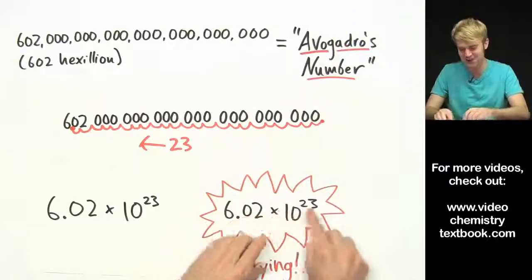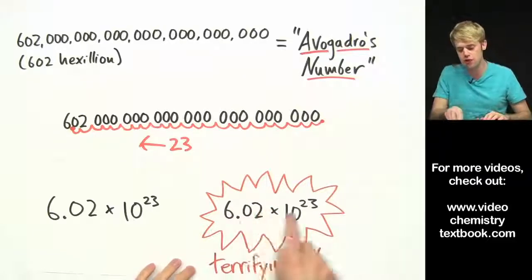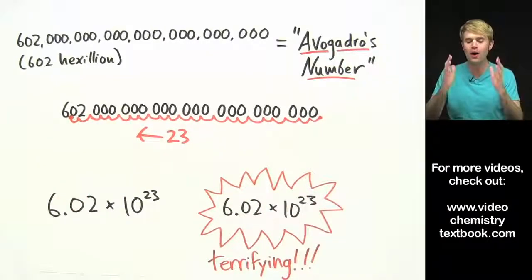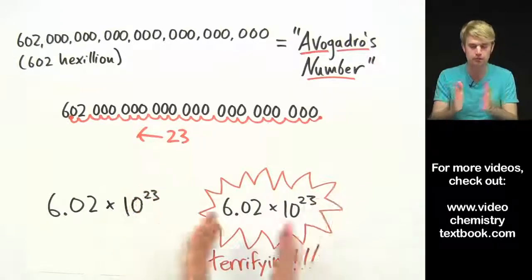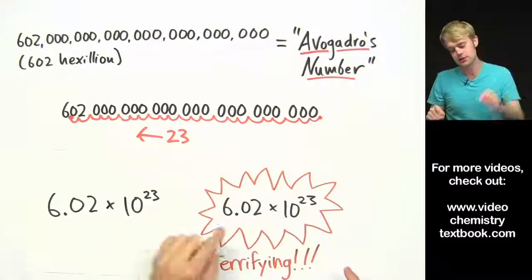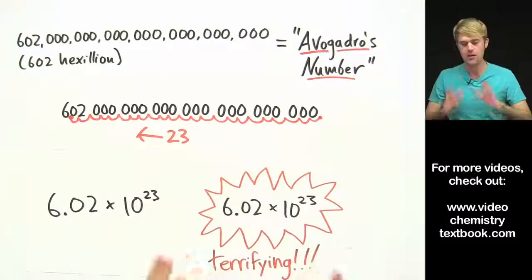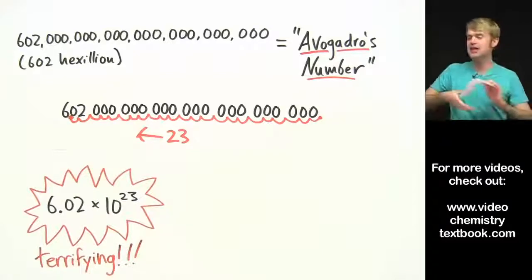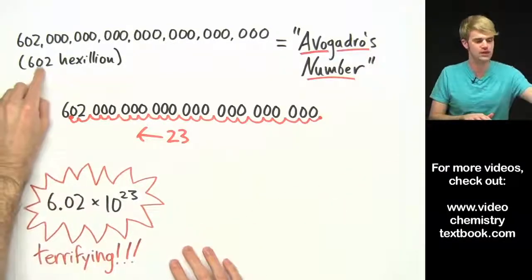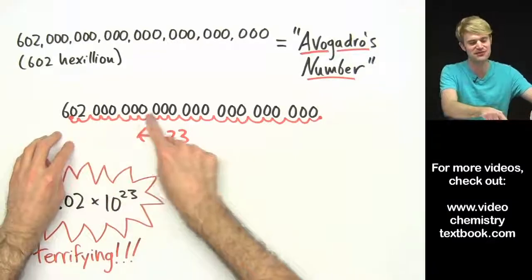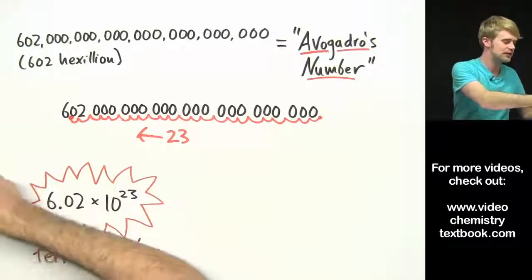It's got this 10 with the exponent, 6.02 times this thing. People see this number and they're like, oh my God, what do I even do with this? Relax, it's okay. 6.02 times 10 to the 23rd might look a little terrifying, but just remember that it is an abbreviation for 602 hexillion, an abbreviation for this very large number here.